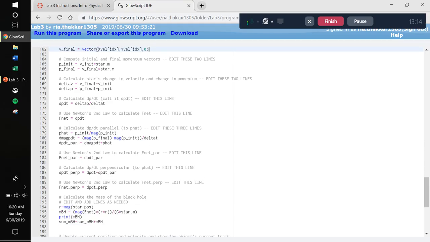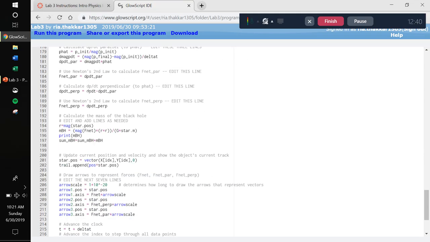So in order to calculate dp dt parallel, we calculated p hat, the magnitude of dp dt, and then we multiplied those two to get the parallel component of dp dt. And that is also equal to the parallel component of F net, because it's Newton's second law. We also know that dp dt parallel plus dp dt perpendicular are equal to dp dt. So in order to calculate the perpendicular component of the change of momentum, I subtracted the parallel component from the overall dp dt. So that allowed us to calculate the perpendicular and parallel components of F net.